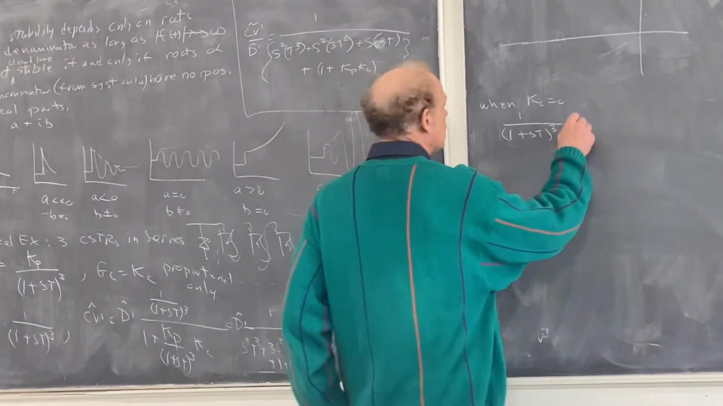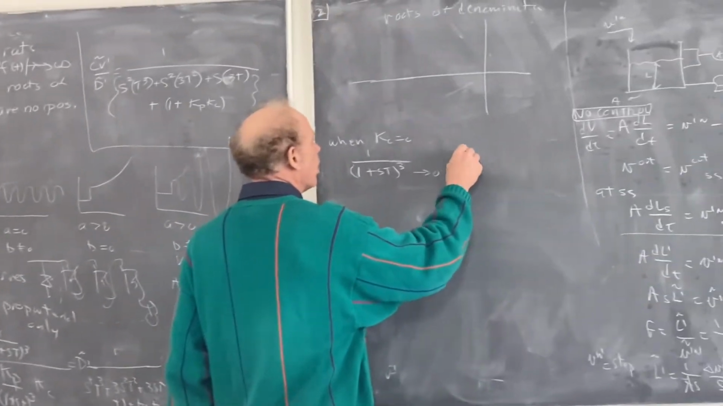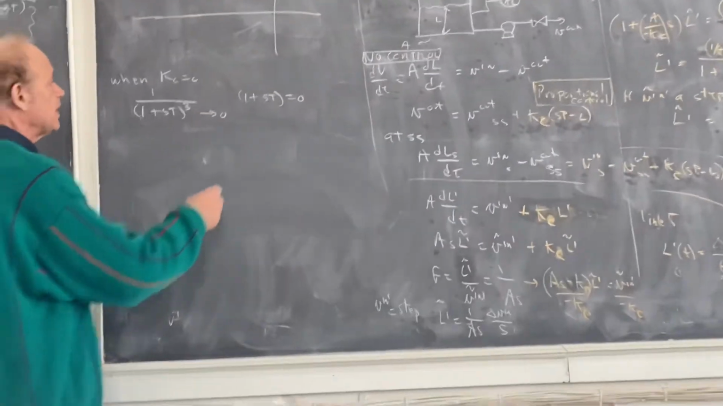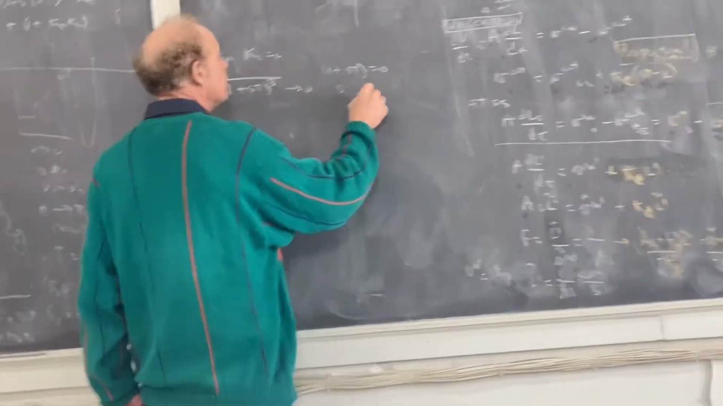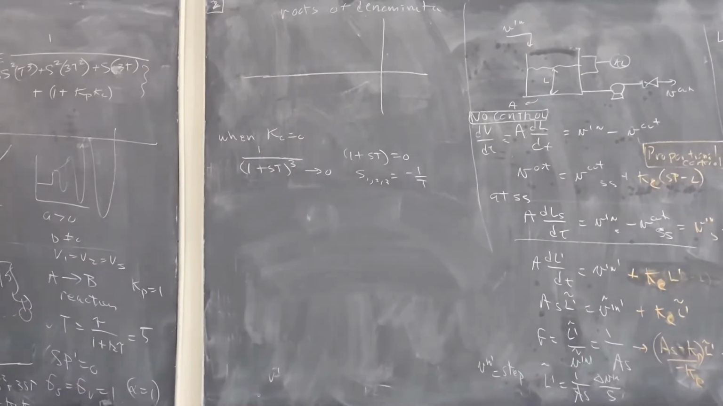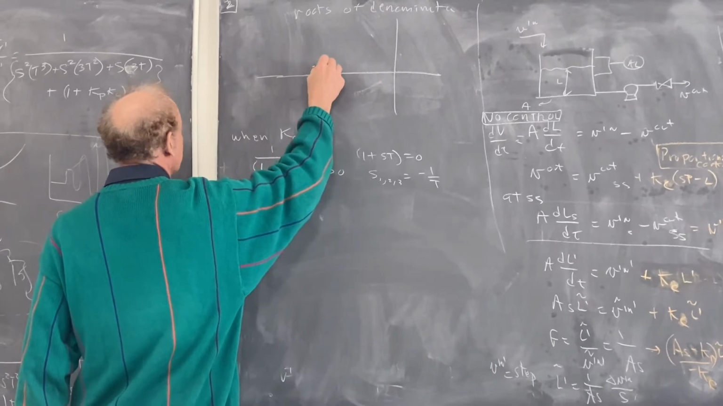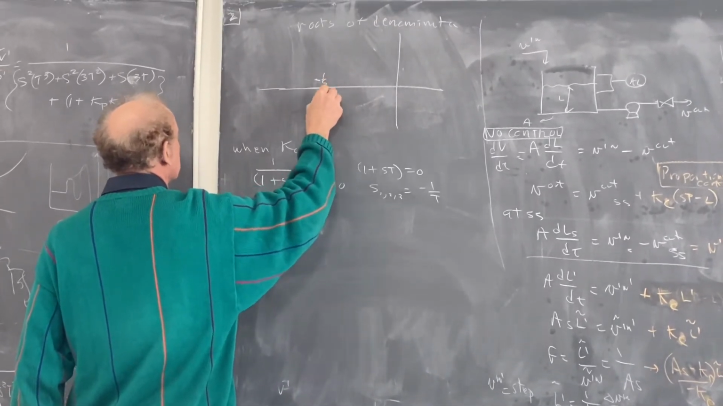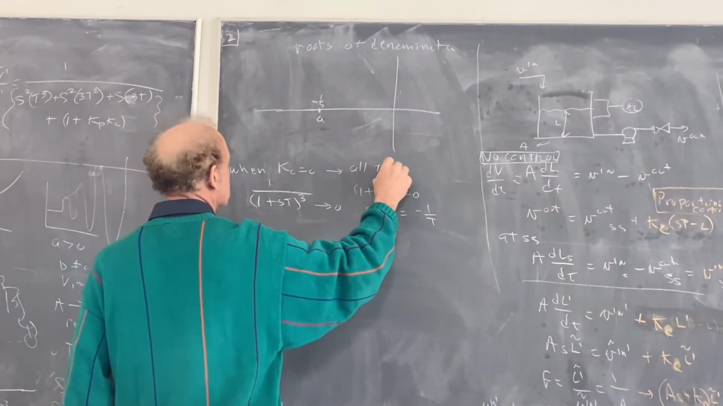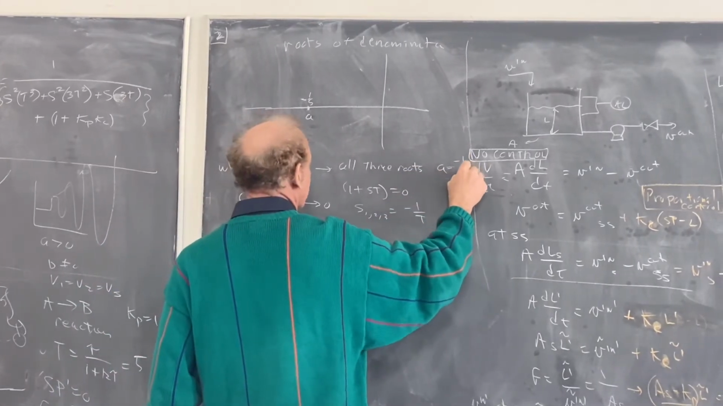So therefore, if I set the denominator equal to 0, then that tells me that (1 plus St) cubed equals 0. And that tells me that s1, s2, and s3 are all equal to minus 1 over t. And if t is 5, that says this is minus 0.2. So if this is minus 1/5, I'll call that a. So when Kc is equal to 0, all 3 roots are a, equal to minus 1/5.